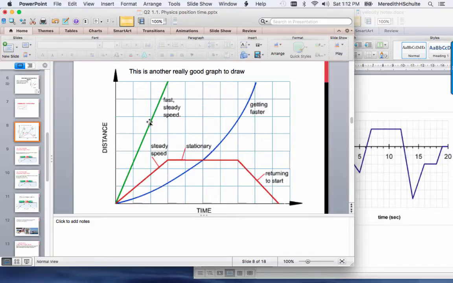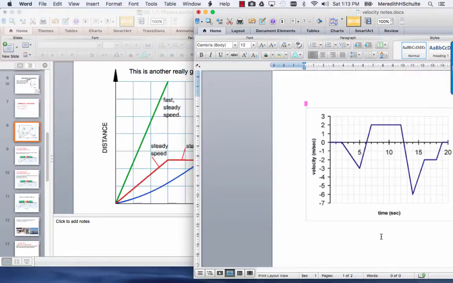Whereas these lines are a constant speed the entire time. All right, so only acceleration is the curved line on a position time graph. Otherwise, steep slopes are fast, shallow slopes are slow. Horizontal lines are stopped. And what we haven't looked at yet is the negative aspect.